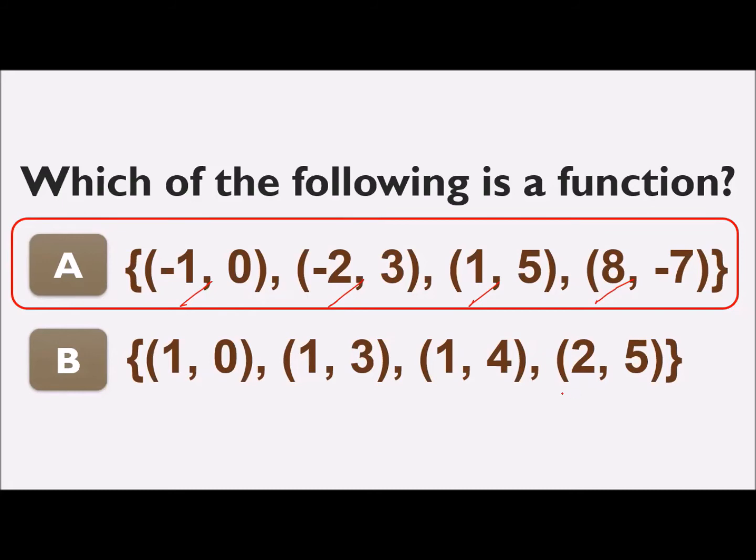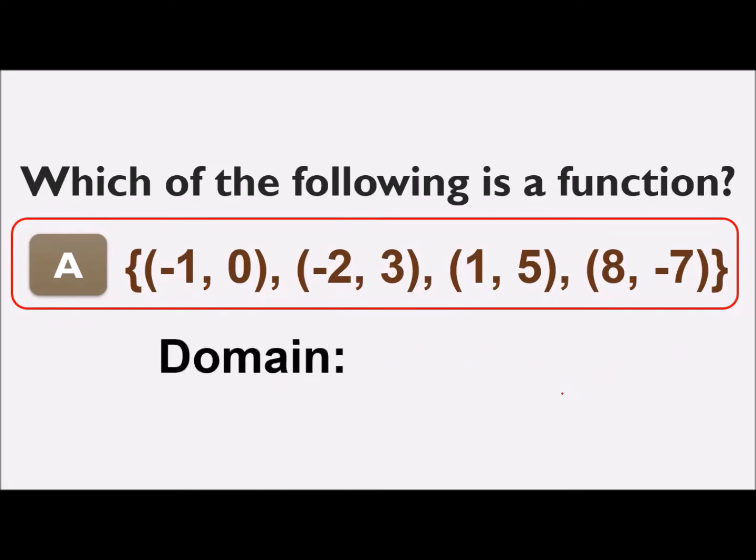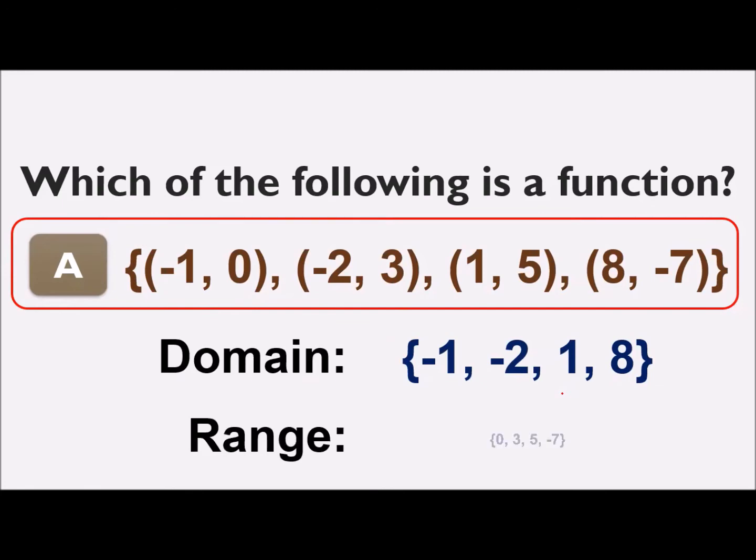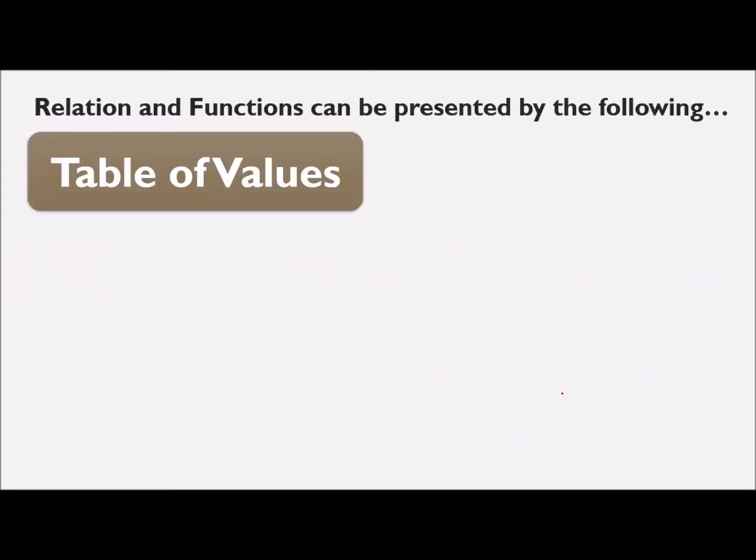Relation lang siya. So if that's the case, what is the domain here? Thank you. The domain here is -1, -2, 1, and then 8. And then the range, 0, 3, 5, and -7. Okay, I hope that's clear for the ordered pairs. Let's now proceed with the table of values.